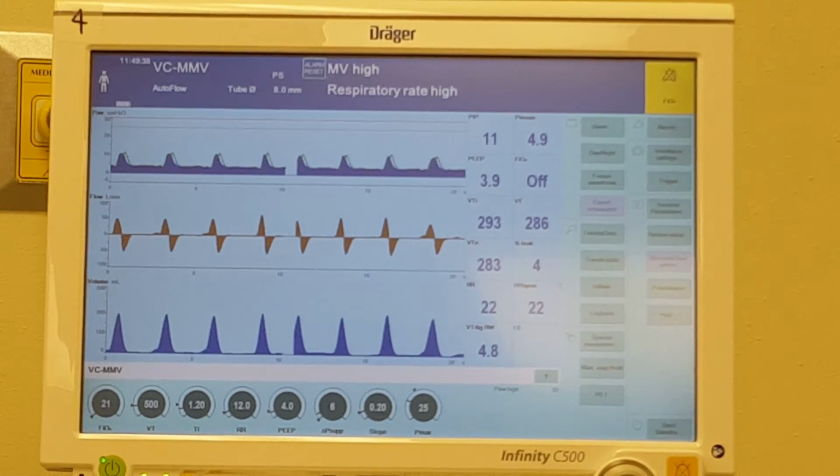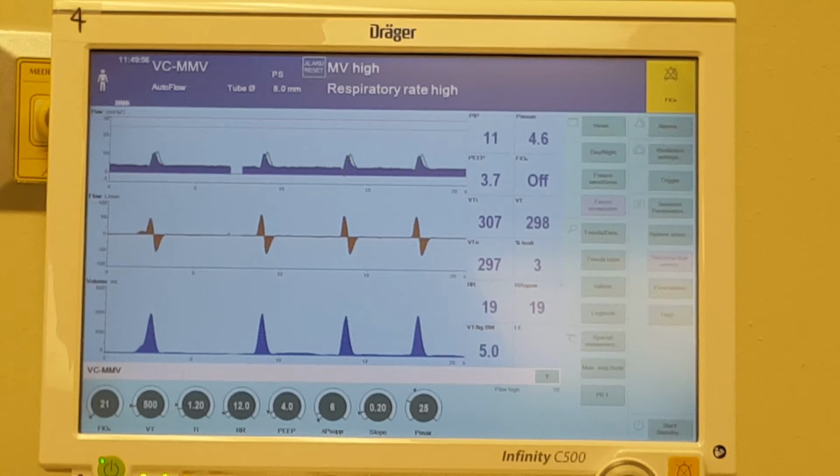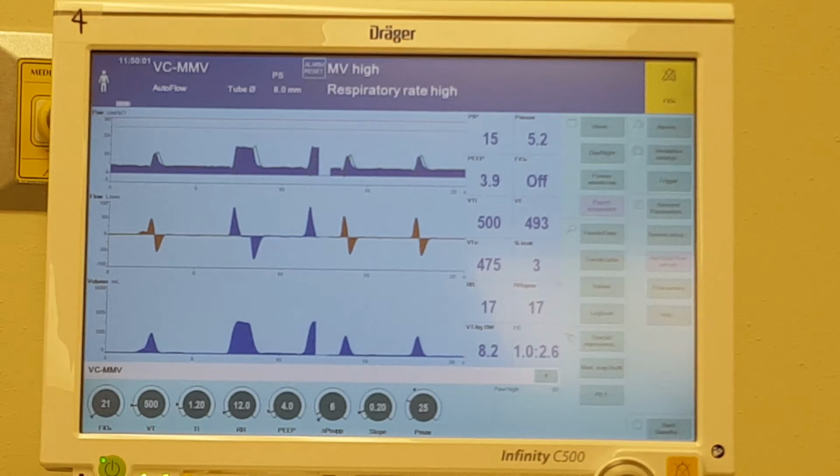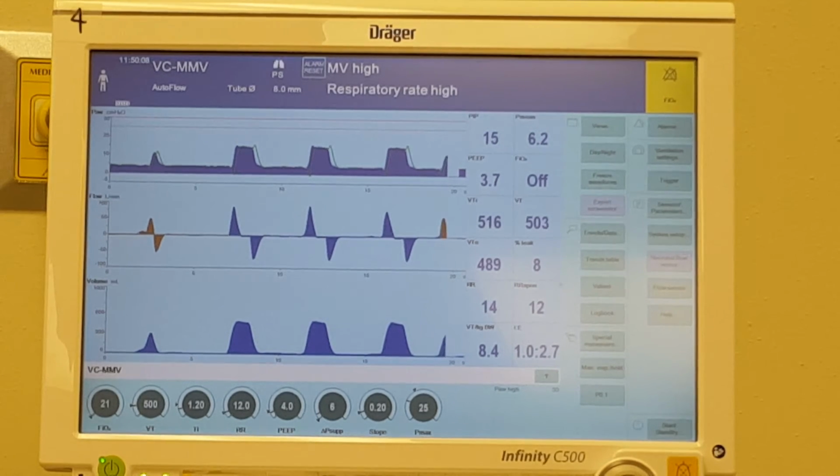But what happens if they go down to a rate of, say, 15? Let's see if I can get down to 15. We're only going to be taking 15 breaths, so every 4 seconds we're taking a breath. Down to 19. Oh, look, already at 18 we just got a machine breath. There's another machine breath. Another machine breath. Oh, there's a spontaneous. There's a spontaneous.